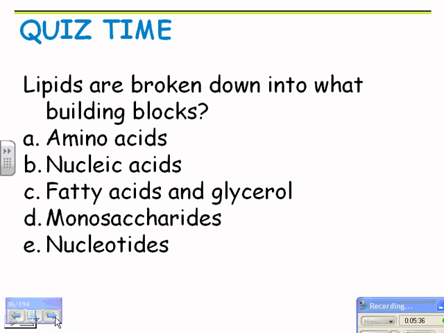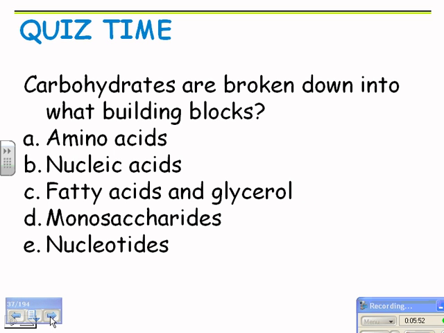Quiz time. Lipids are broken down into what building blocks? So pause this and think of the answer. And I'm going to give you the answer now. It's fatty acids and glycerol. So you really need to know the monomers that make up all the polymers.